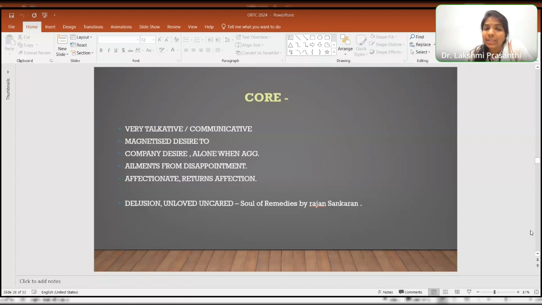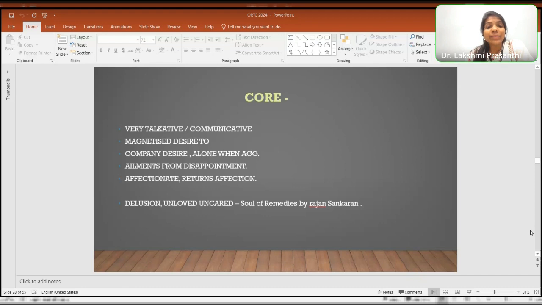The complaints started from disappointment because the husband couldn't give her time. And the other rubric was affectionate. She was too much affectionate and returns affection. And this medicine, which I'm going to discuss, has the core sensation of delusion, unloved and uncared. This is written in Soul of Remedies by Dr. Rajan Shankaran sir.